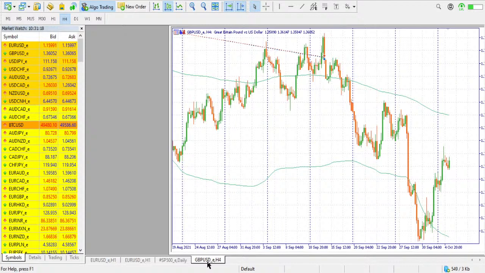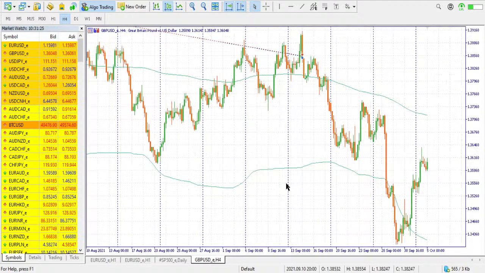Screen clearly. Today is 5th of October. So I want us to look at the chart which we had yesterday. This is just the same indicator which we had yesterday.